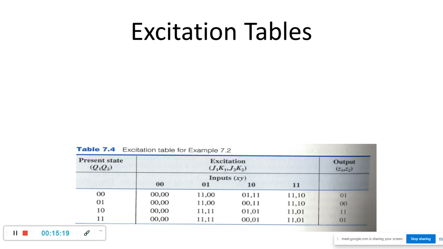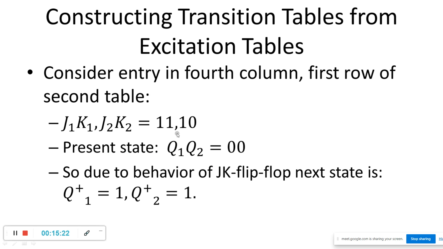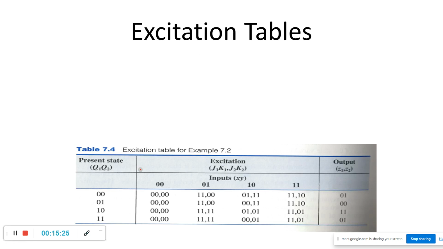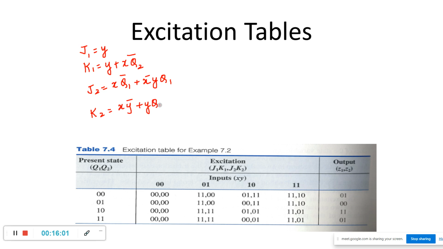So next, about the excitation table. How to do this? You have the excitation expressions. What are the excitation expressions? J1 equal to Y. Next, K1 equal to Y plus X Q2 bar. Next, J2 equal to X Q1 bar plus X bar Y Q1. Next, K2 equal to X Y bar plus Y Q1.